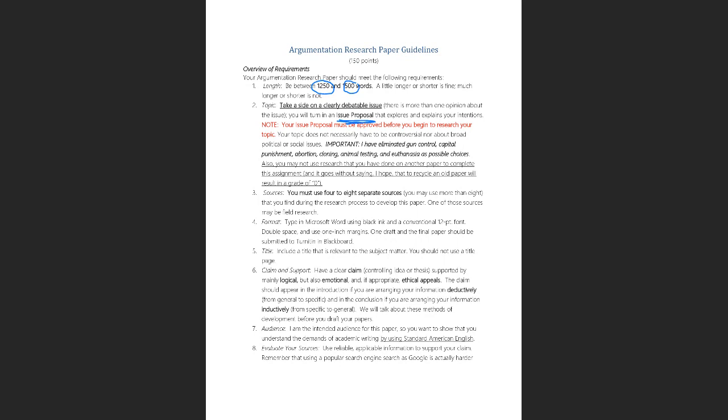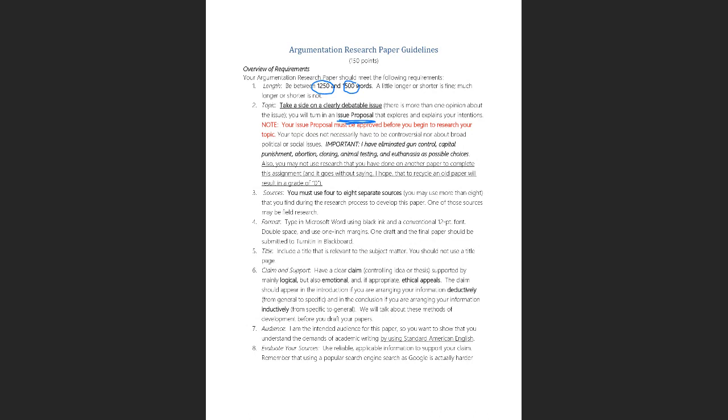And especially because we're running out of time, my recommendation to you is if you are having trouble finding sources, immediately change topics, okay? Now, you don't necessarily need to write a whole other issue proposal for me, but do contact me if you are going to need to change topics, and let me help you get started with the new one, okay?